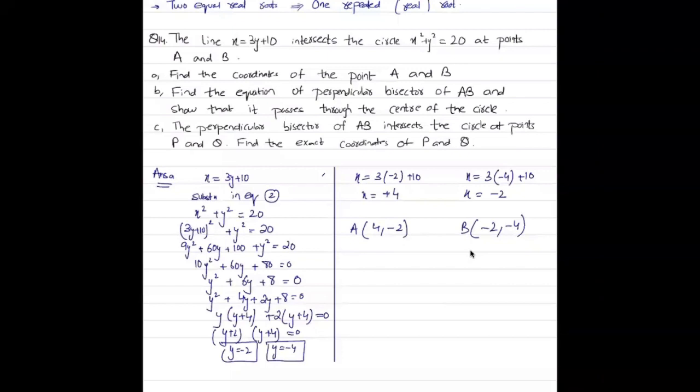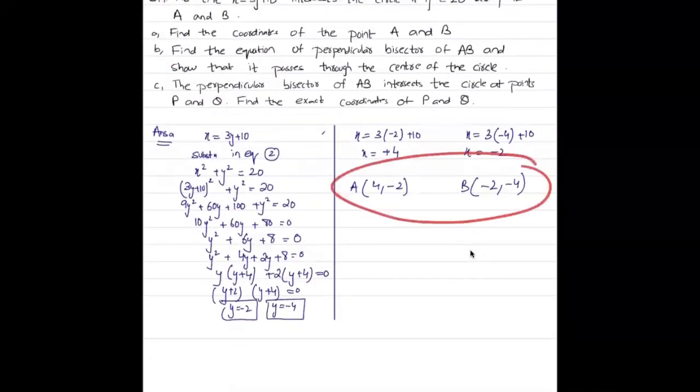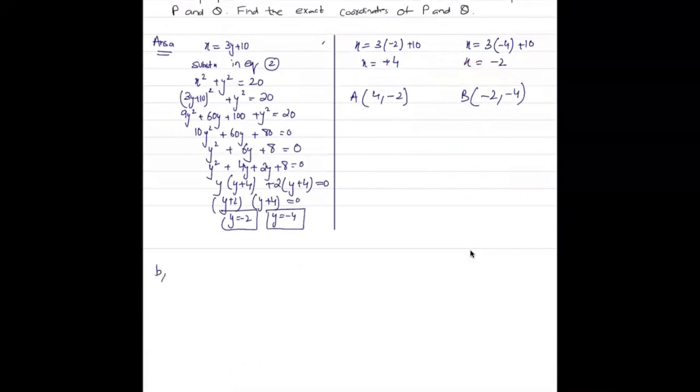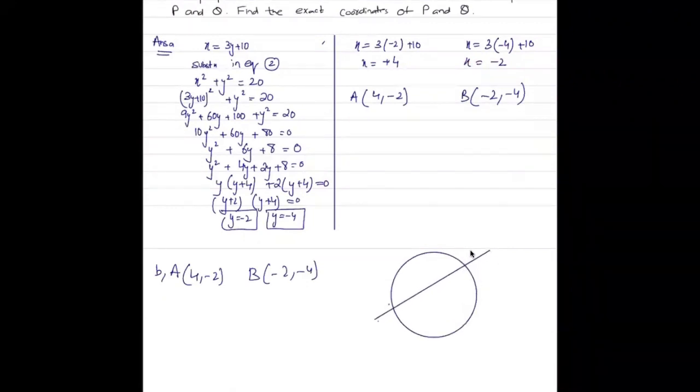Now the second part says find the equation of the perpendicular bisector of AB and show that it passes through the center of the circle. We need to find the perpendicular bisector of A and B. So if we have the coordinates of A and B, 4 comma -2 and -2 comma -4, we have to find the equation of the perpendicular bisector. Okay, so the perpendicular bisector of A and B. Now that's the scenario. The line was intersecting the circle at points A and B. We need to find the equation of the perpendicular bisector of AB.